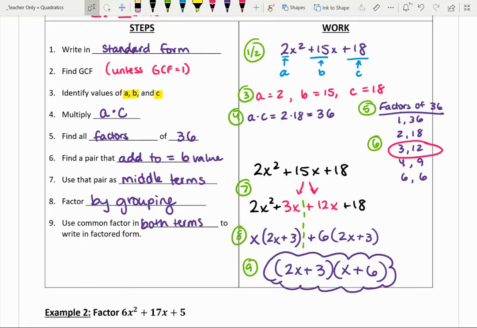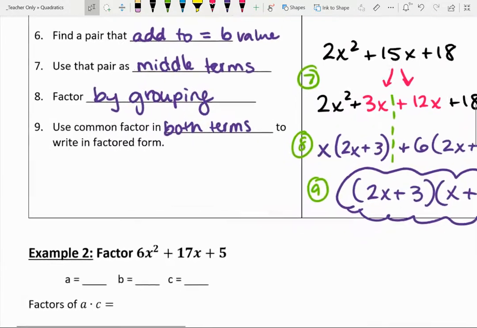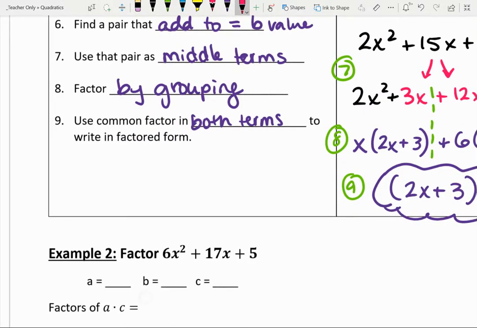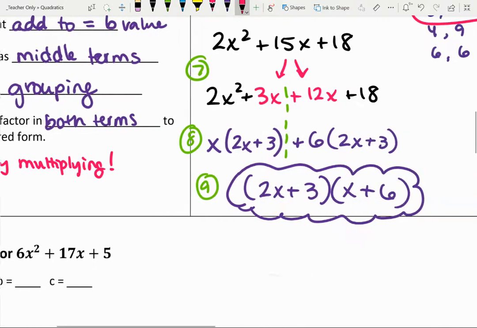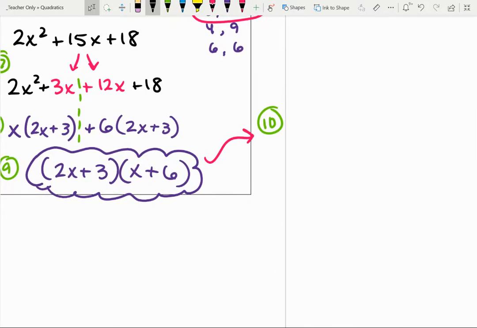Now, if you're still thinking, I'm not ready for this, I might make some mistakes here, let's remember step 10 that maybe didn't get written down, is we can always check by multiplying. So like I said, we're going to make mistakes, but if we can catch our mistakes, we can fix them. So I'm just going to do a quick step 10 to prove to you that this is the factored form. And this time I'll use the box method here.